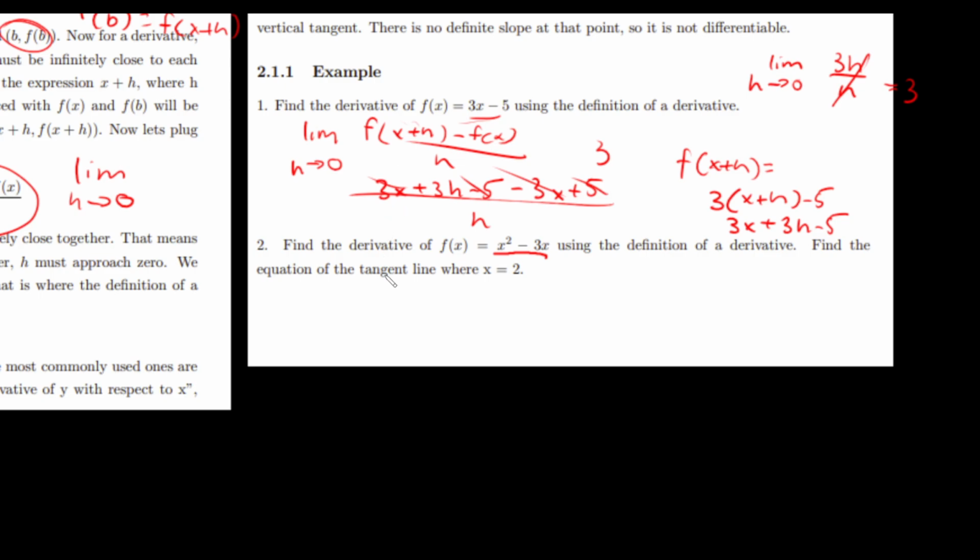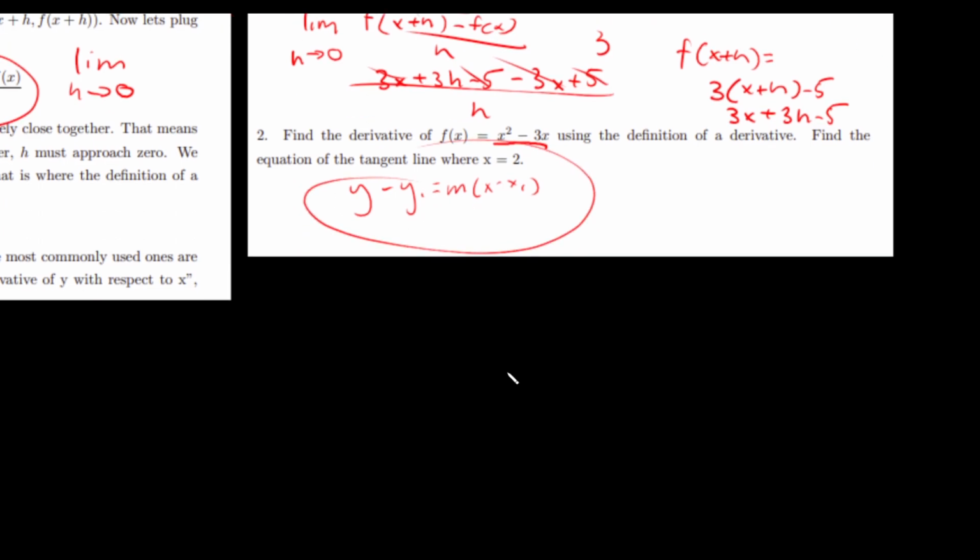So first, let's review our point slope formula. Y minus y1 is equal to m times x minus x1. So basically what we want to do is find the coordinate at x equals 2, and then find the slope at x equals 2. And we just plug it straight into our formula. So let's first get the easy part out of the way.